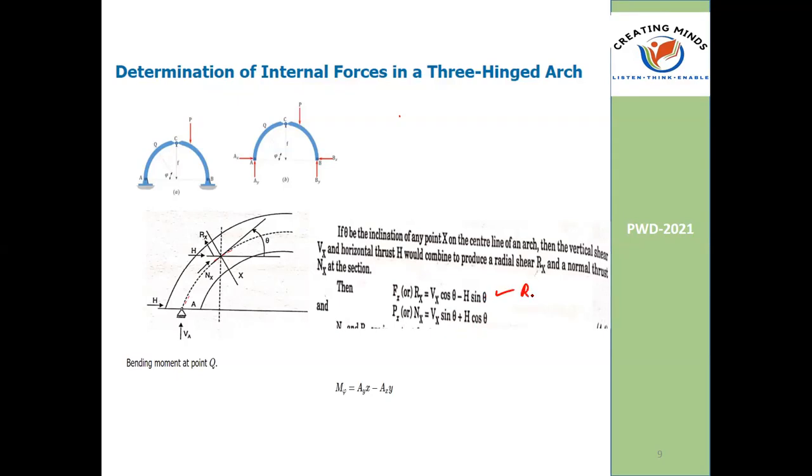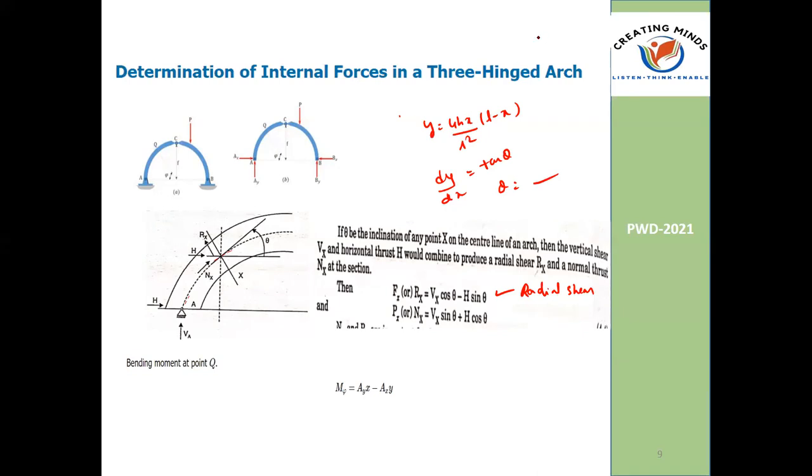This is radial shear, where Rx is radial shear. Take the note: V cos theta minus H sin theta. This is the theta, this inclination. Generally, they will give it in a problem. Or sometimes, you know that Y equals 4HX into L minus X divided by L square. If you do dy by dx, if you differentiate this term, you are getting tan theta. So you are getting the theta value here. Theta equals tan inverse of dy by dx.